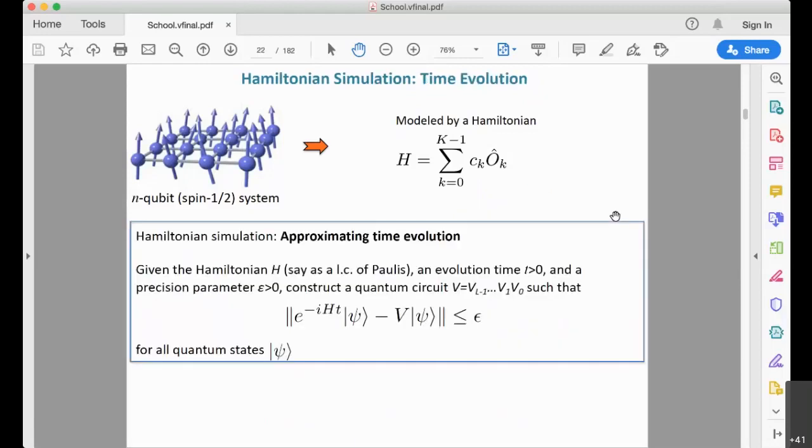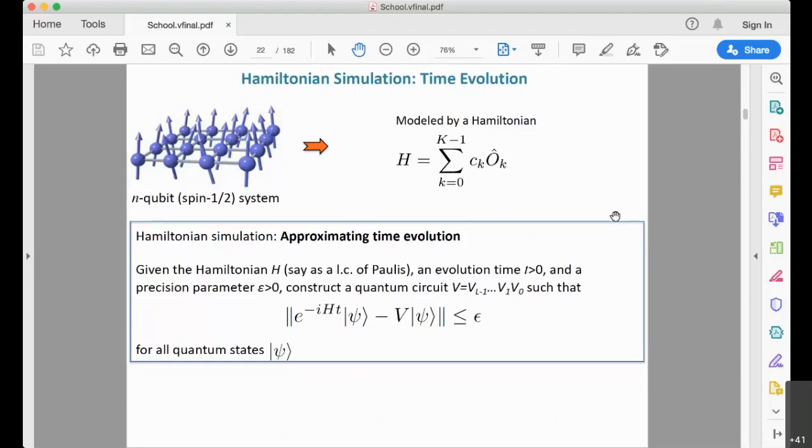Okay, so what is the Hamiltonian simulation problem? So far I've been talking distinctly about quantum simulation and Hamiltonian simulation, but now I'm going to get into a little bit more detail. The Hamiltonian simulation problem is basically approximating the time evolution operator. We're given some Hamiltonian H, for example as a linear combination of Pauli products, an evolution time t that may be positive, and some precision parameter epsilon, which is greater than 0.